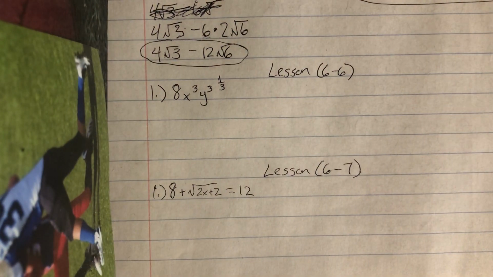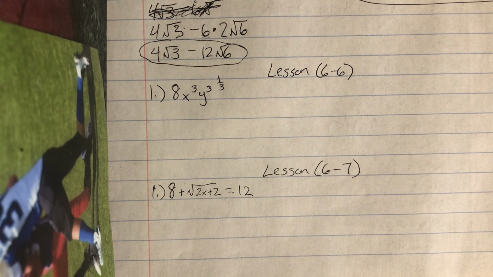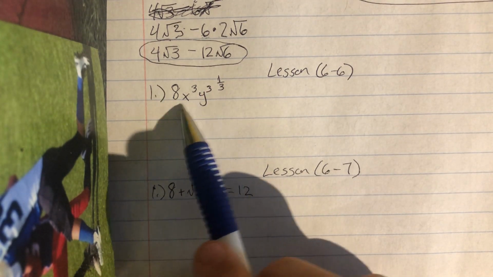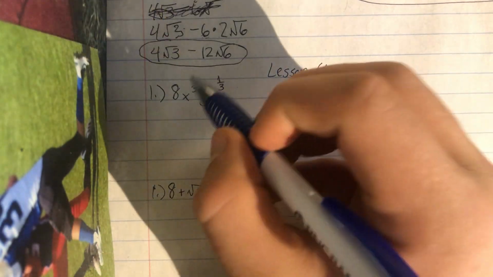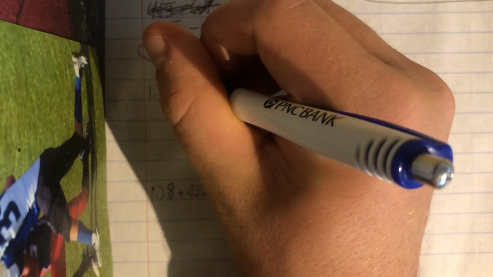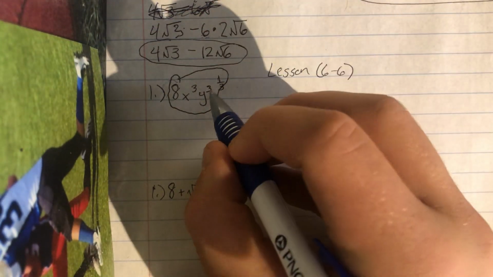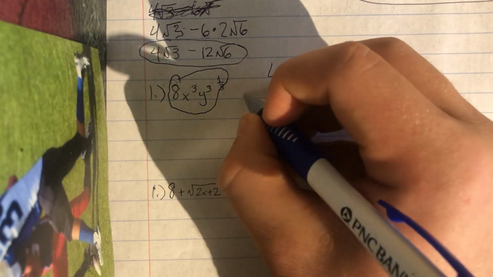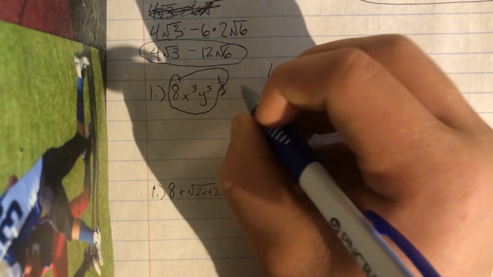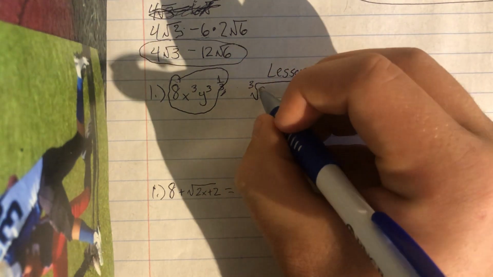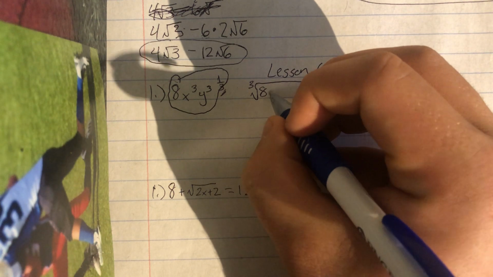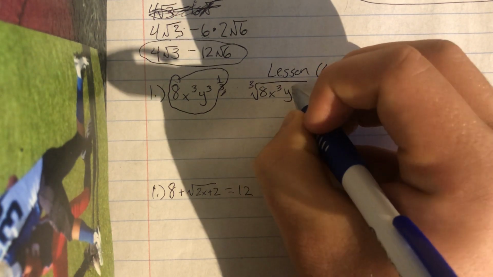Now on to lesson 6.6. This lesson was about the definition of radical expressions. So this one here, as you can see, we have a normal looking problem, but now we have a fraction as our exponent. Here's how you do this. That's going to be in your root here, but this number 3, that's going to be your nth power. So the cube root of 8x cubed y cubed.